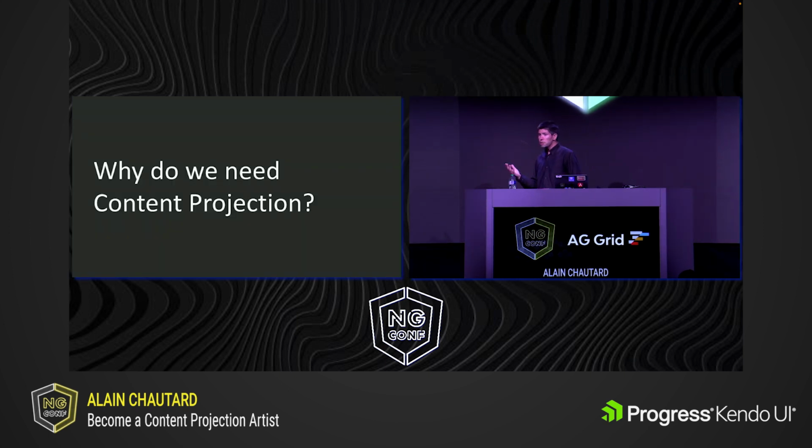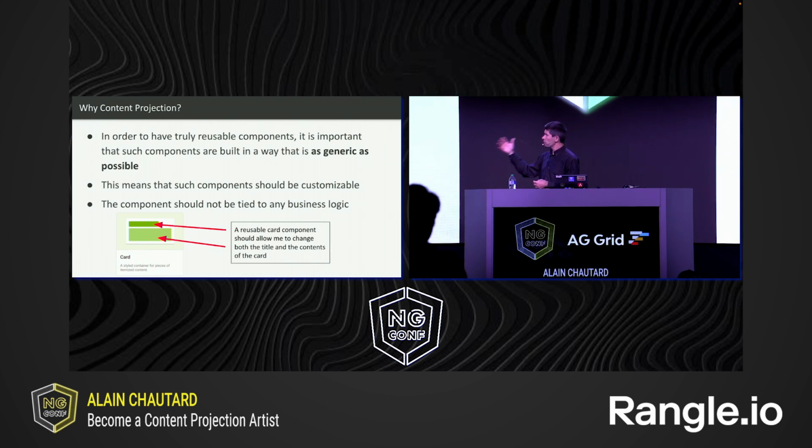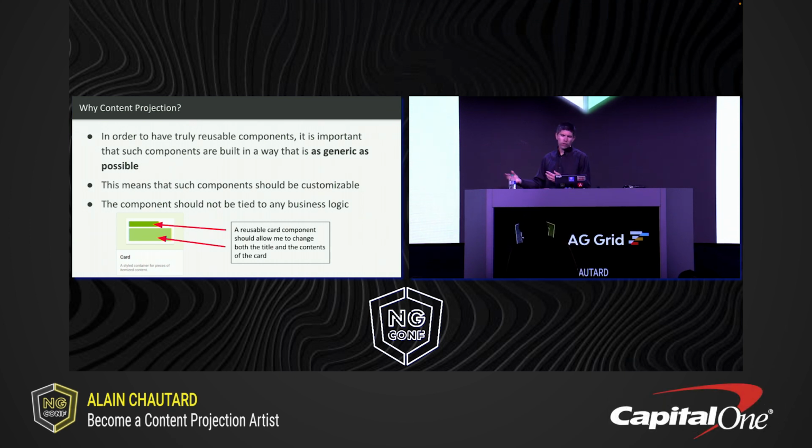So first things first, why do we need content projection? What can it do for us? If we want to have truly reusable components, it's important to build them in a way that they are as generic as possible, meaning that you can really customize what's going to be displayed in that component. For instance, here we have a card component. Within a card component, you can put pretty much anything, right? So we have to be able to change the title, the description, the image, or put any sort of thing in here. So it has to be really super generic, not tied to any business logic at all.